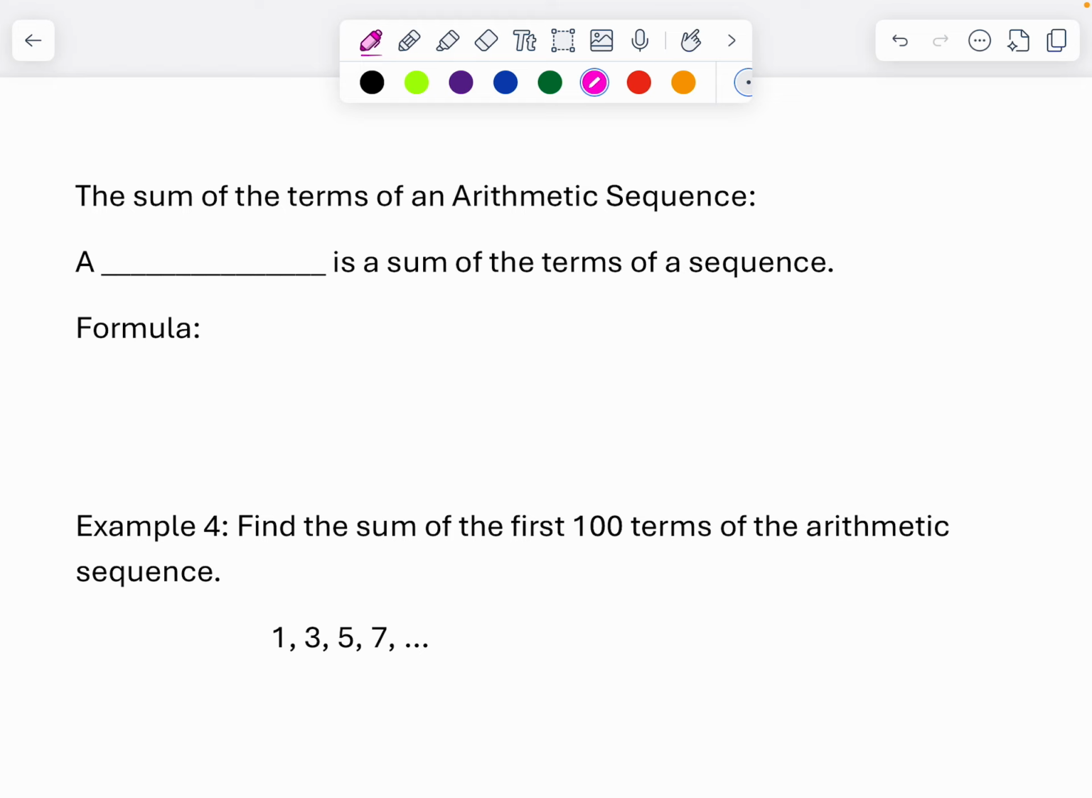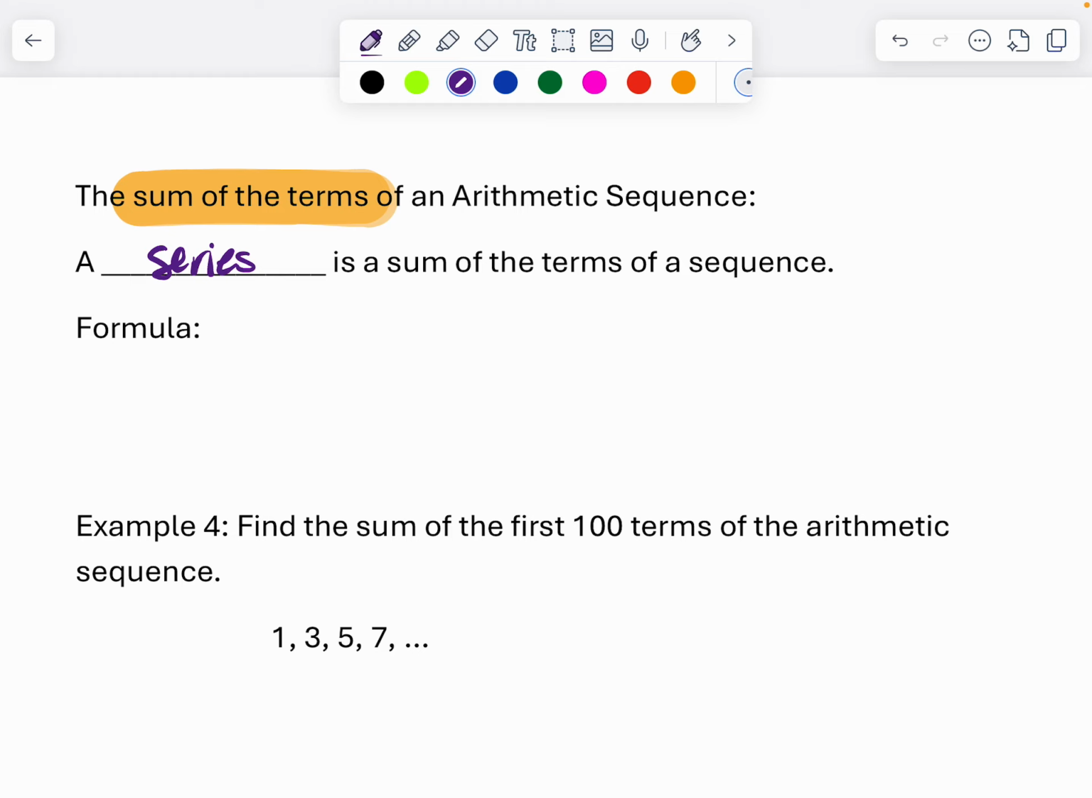For the last part of this lesson, we're going to talk about the sum of the terms of an arithmetic sequence. When we are adding up the terms, this is what we call a series. So the series is the sum of the terms in a sequence. We kind of looked at that the other day. We have the summation notation, but there is a specific formula that you can use to get the sum of a certain number of terms in any arithmetic sequence.